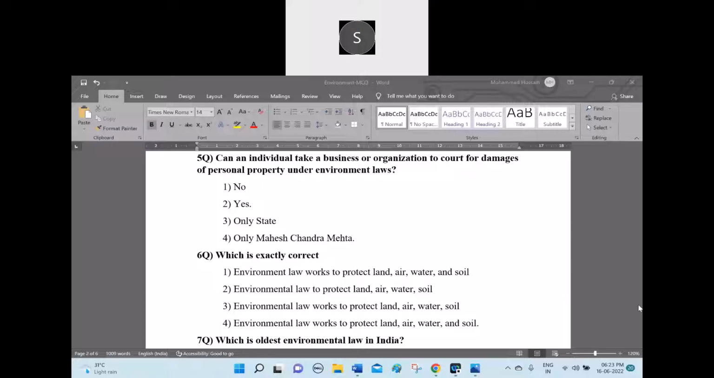Number one, environmental law works to protect the land, air, water, and soil. Number two, environmental law to protect land, air, water, and soil. Number three, environmental law works to protect land, air, water, soil. Number four, environmental law works to protect land, air, water, and soil. That is the way of reading. You have to say first option, second, third, fourth, even though you don't say the word option. Now give me the answer.